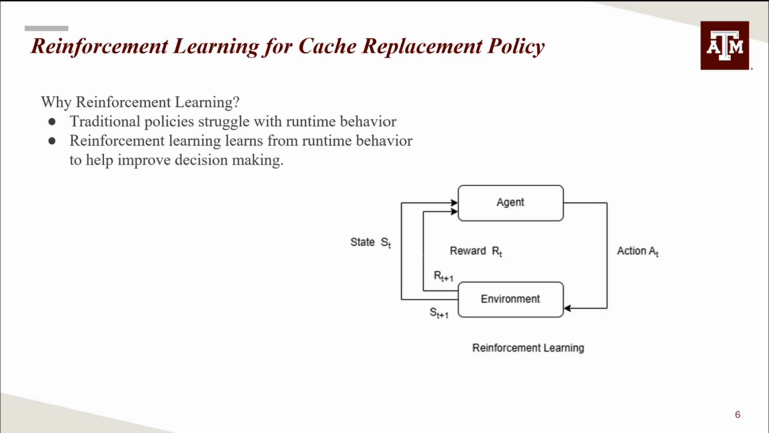The agent transitions to a new state, S(t+1), and then the cycle continues. Over time, the agent learns which actions yield better rewards and develops a cache replacement strategy that is more suited to real-world program behavior than static policies like LRU. This adaptability is especially valuable for modern and complex workloads where static policies often fall short. Further things will be carried forward by my teammate.